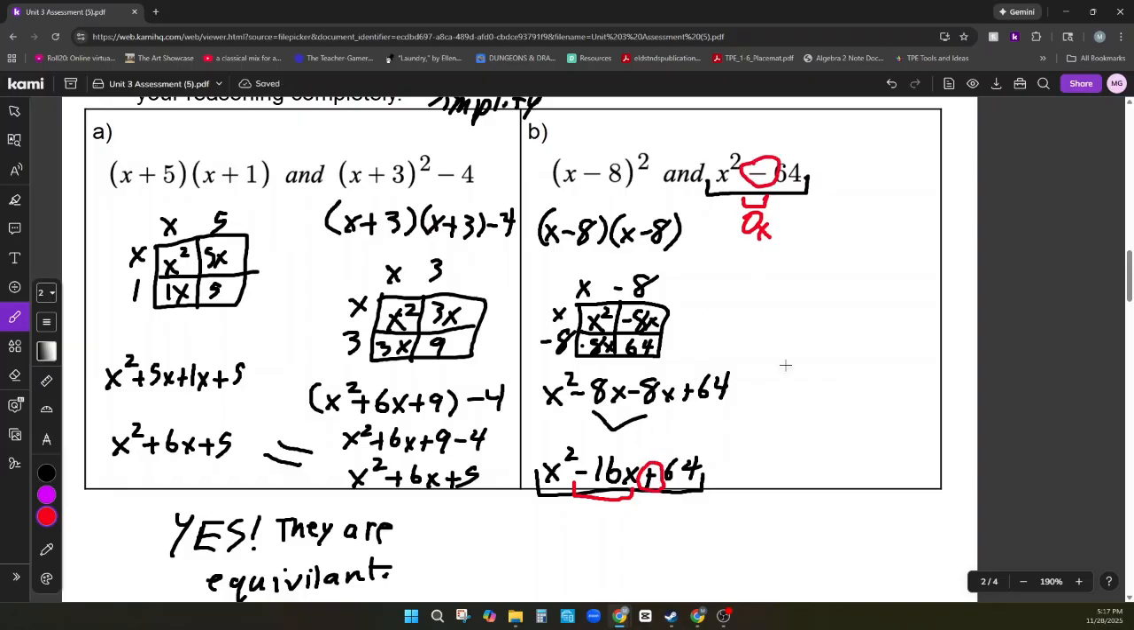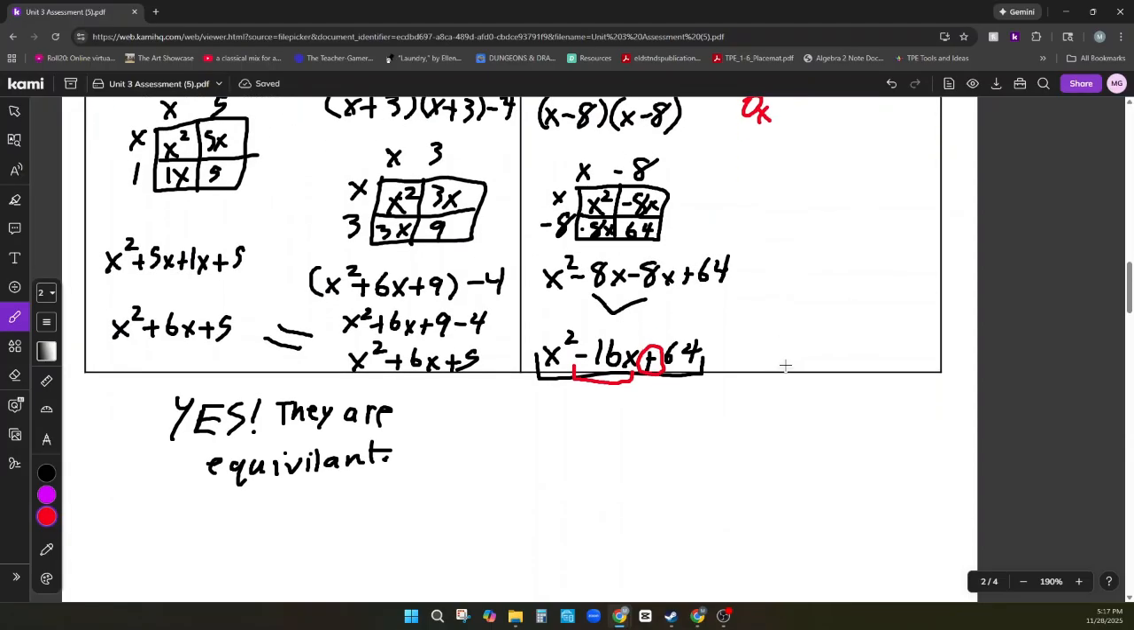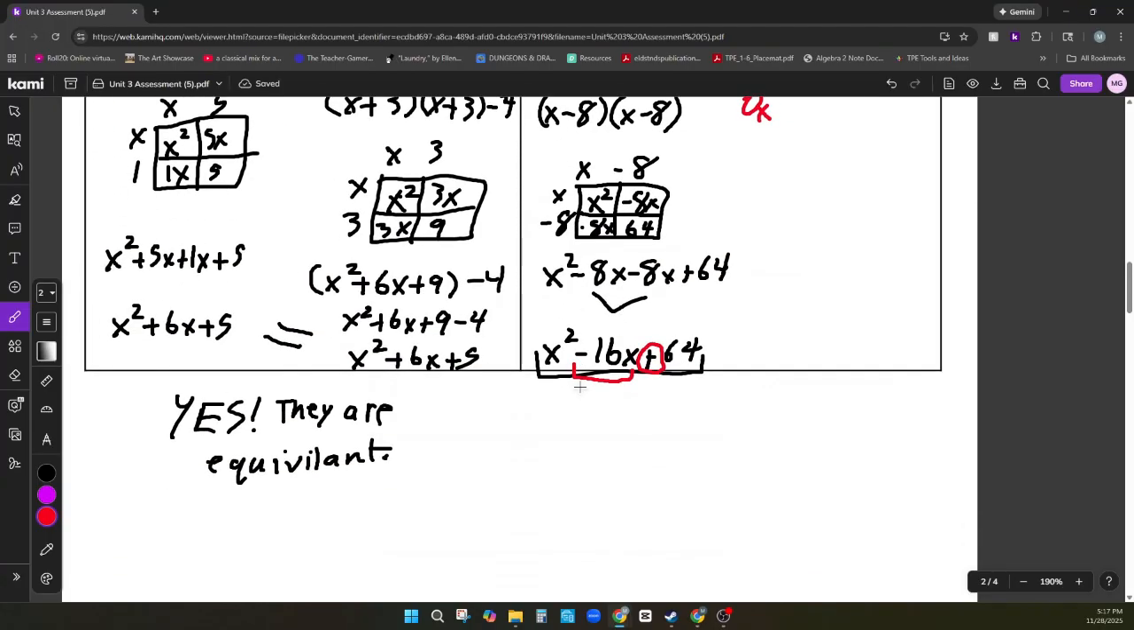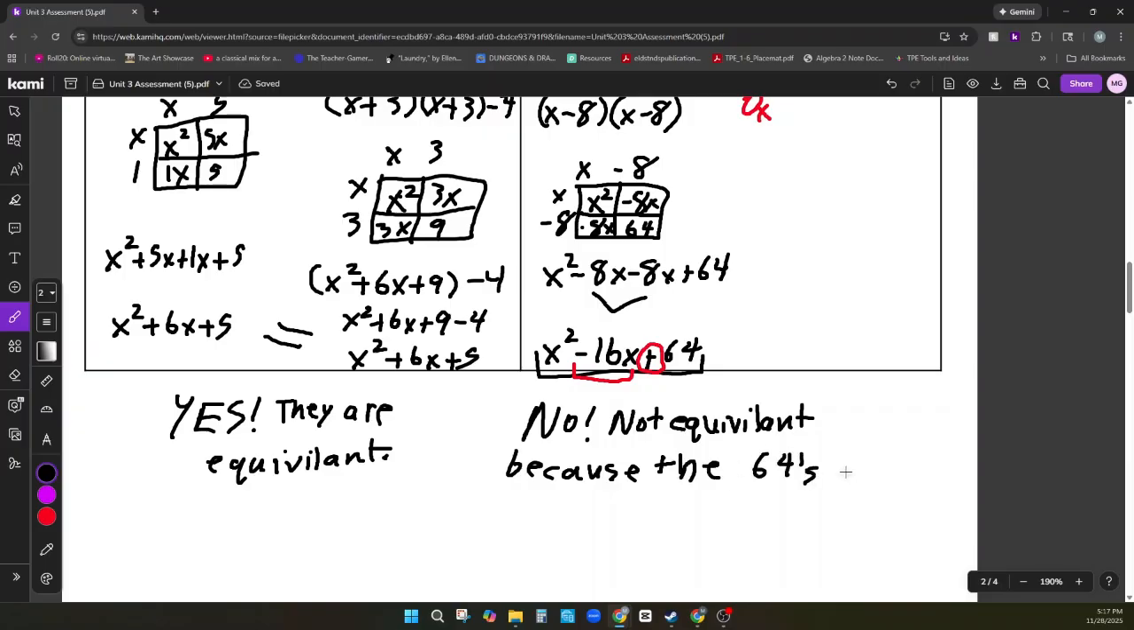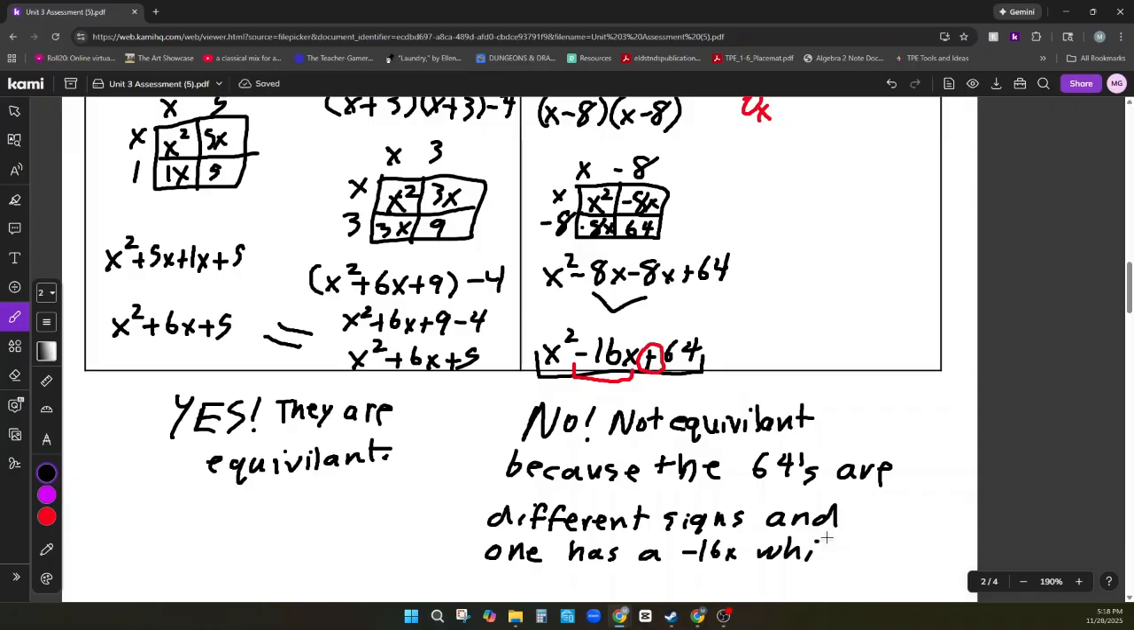Now, because they are both in their simplified forms, that's enough for me to go off of to state that no, they are not equivalent, because the 64s are different signs, and one has a negative 16x while the other one doesn't.